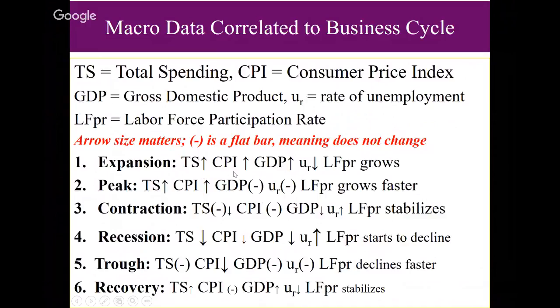Total spending, Consumer Price Index, and gross domestic product all increase. The expansion suggests economic growth, and this is stuff we would expect. Unemployment rate decreases. People that are able to work and actively looking for work are more likely to find work. And then we also have growth in the labor force participation rate. People that may have dropped out of the labor force for whatever reason in previous times are either coming back to the labor force, or we have a bunch of new people coming in.